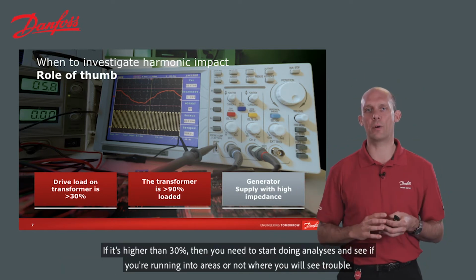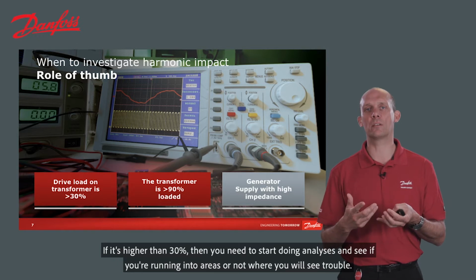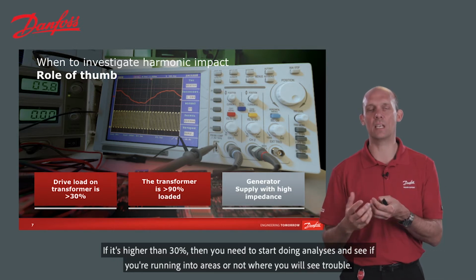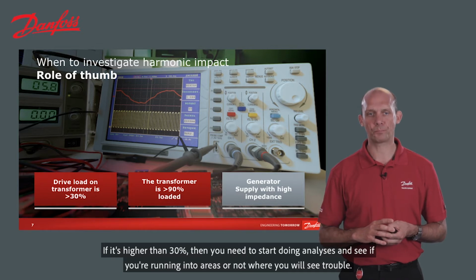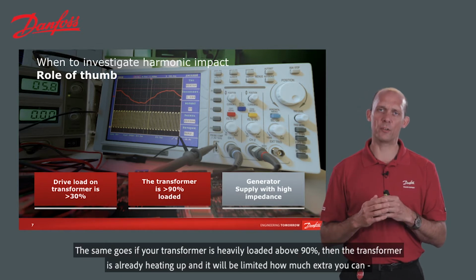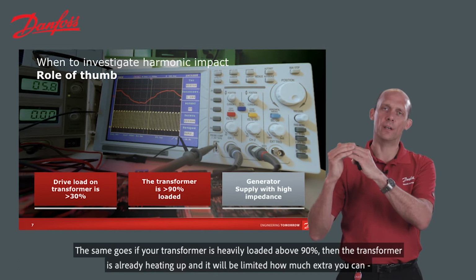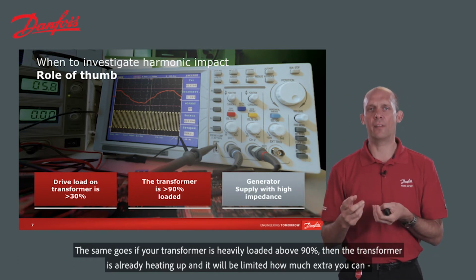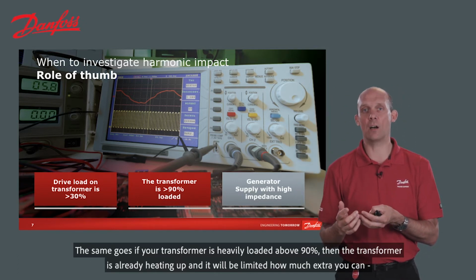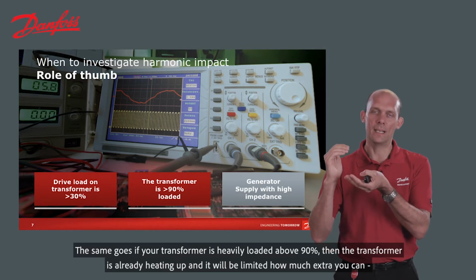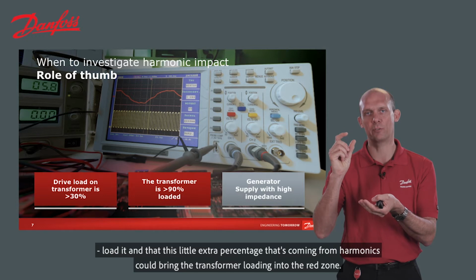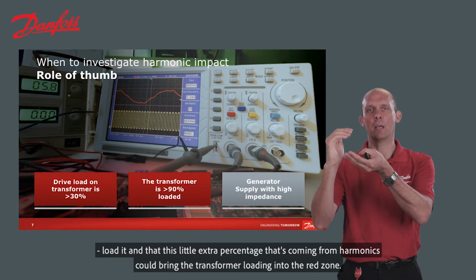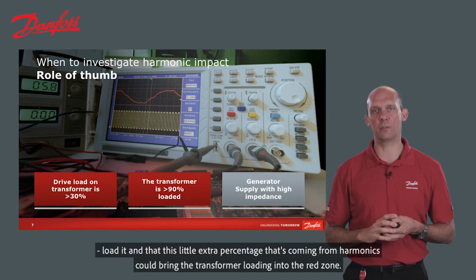If it's higher than 30%, then you need to start doing analysis and see if you're running into areas where you will see trouble. The same goes if your transformer is heavily loaded, above 90%. Then the transformer is already heating up and it'll be limited how much extra you can load it. And this little extra percentage that's coming from harmonics could bring the transformer loading into the red zone.